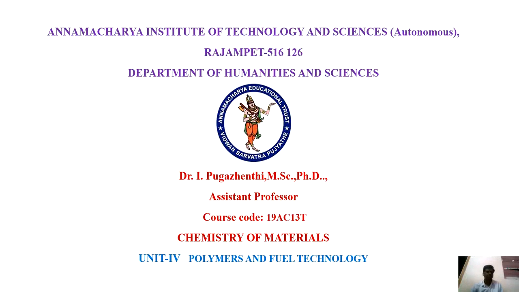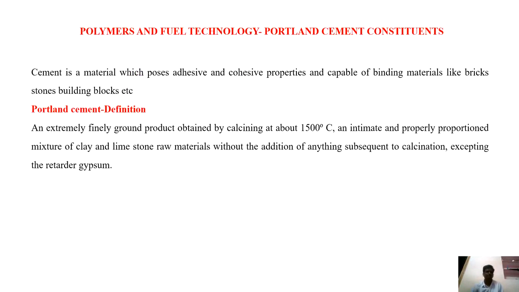Good morning to all. In this session, we have to discuss the Portland cement manufacturing process and the setting and hardening of Portland cement. So, first, cement. Cement is one of the basic materials in building construction. The adhesive and cohesive properties of cement have been used to bind materials like bricks and stone materials. Adhesive and cohesive force means attractive force between unlike structures.